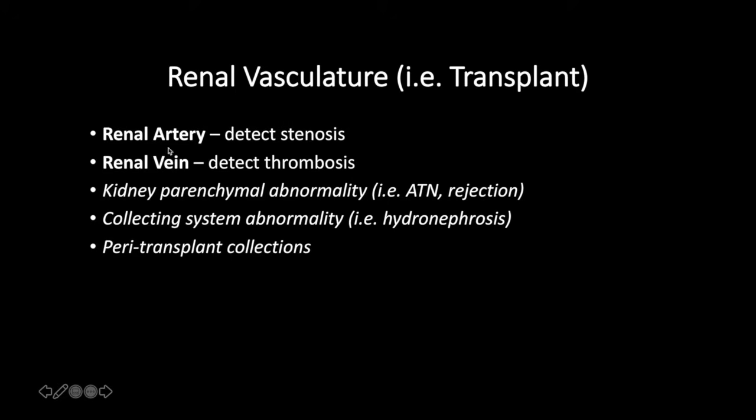So if you think about what's connected to the kidney, you have an artery that feeds it, you have a vein that drains it, you have a collecting system that drains the urine, and you have the kidney parenchyma itself, and then you have the space around the parenchyma. And so those are the 5 categories of things that we look for when we're looking at a transplant kidney. And I've also listed the most common abnormalities that we generally see in those regions.